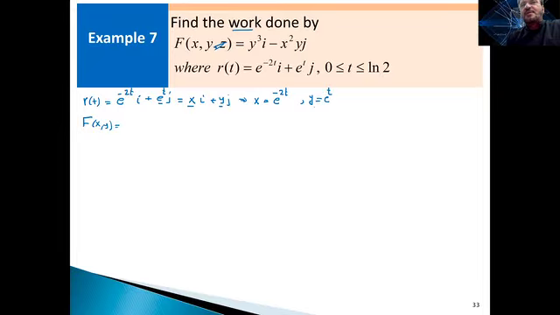y cubed. What's y? y is e to the t. So this is (e to the t) cubed i minus x squared. x is this, so (e to the minus 2t) squared. And then y, what's y? e to the t. All of that j.